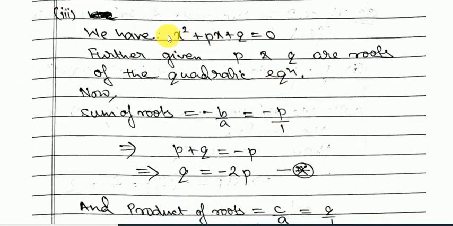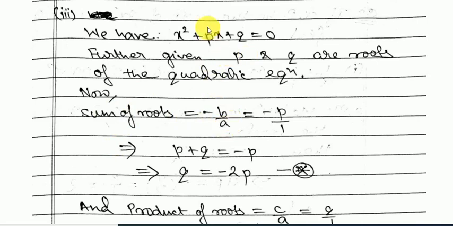So this is the quadratic equation given to us, and further it is given that p and q are the roots. They are saying that these p and q are roots also, and we have to determine the values of p and q. We have to determine the values of p and q such that p and q are the roots also. So firstly we know that the sum of roots is equal to how much? Minus b upon a.